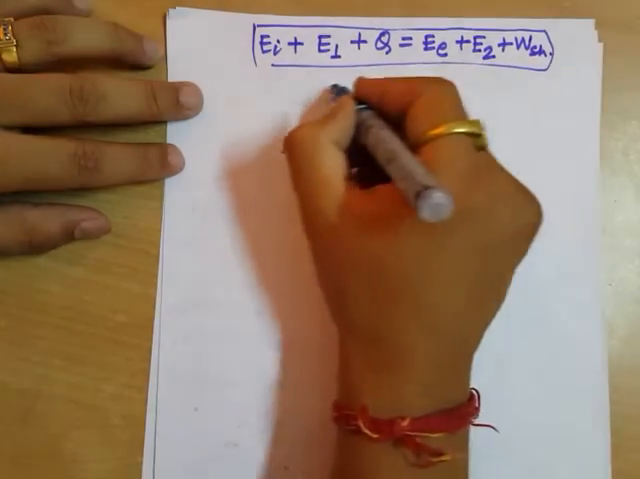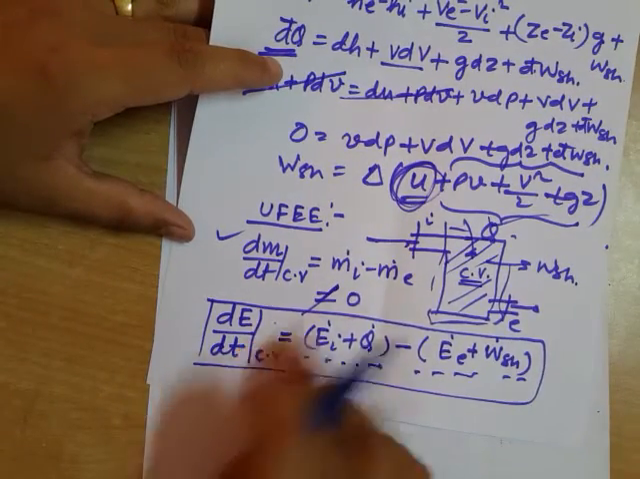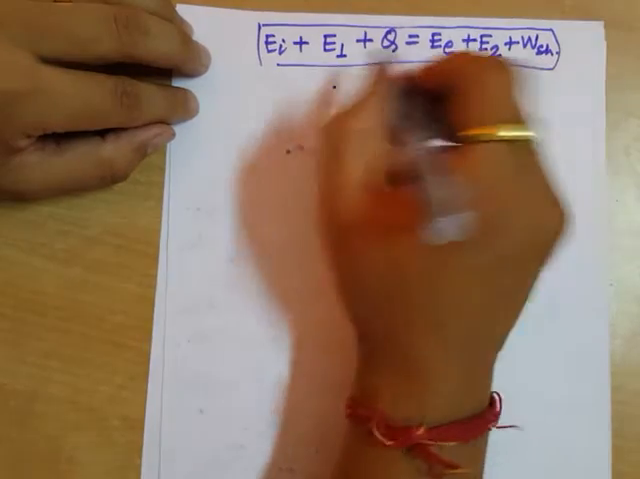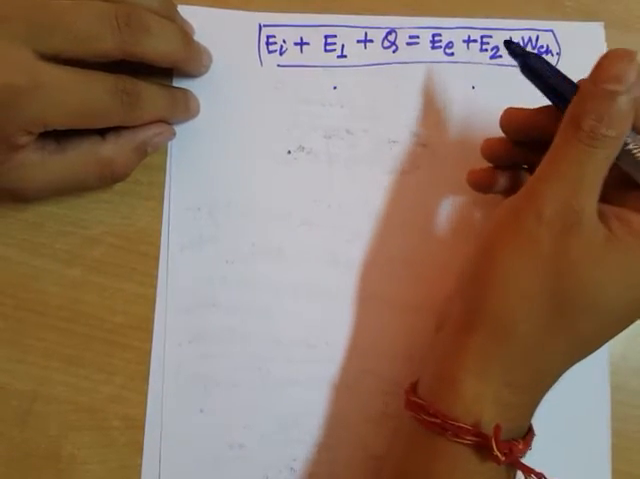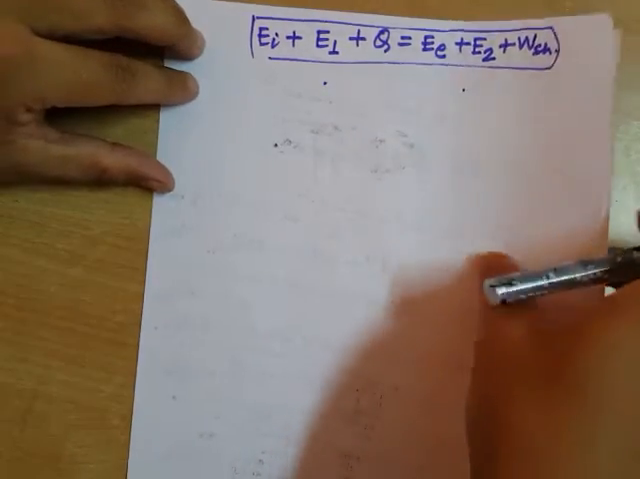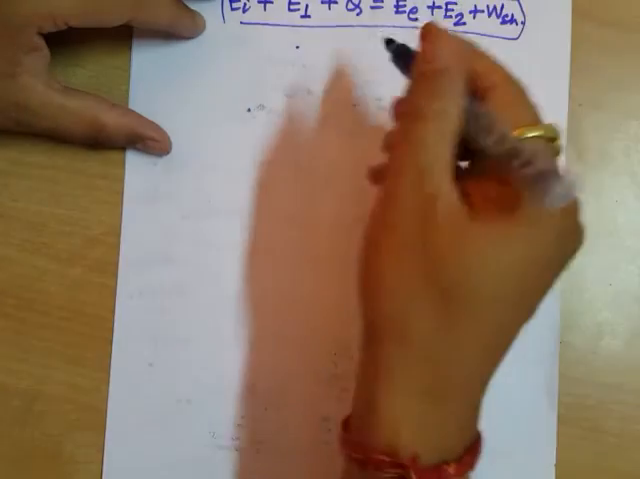That means on the basis of initial and final two states. And this is the rate at which energy is changing at any instant in this control volume. So both are important and you should know them by heart. So let us discuss one problem before finishing this lecture.